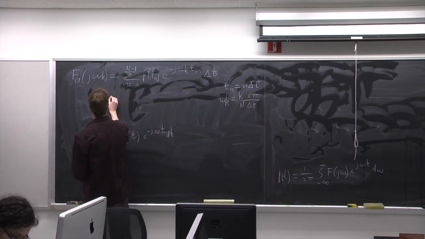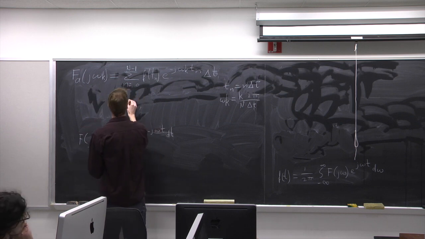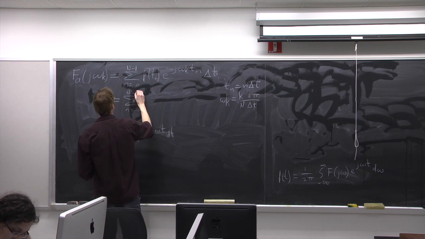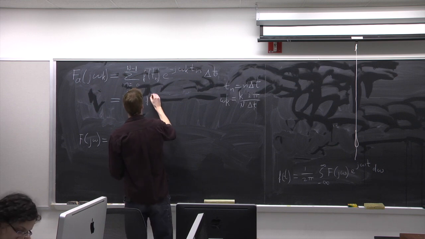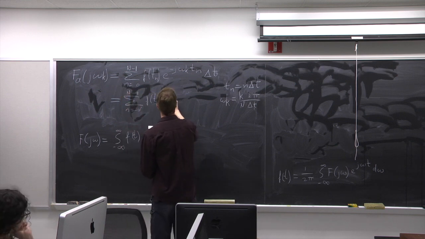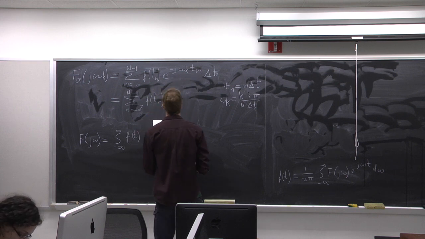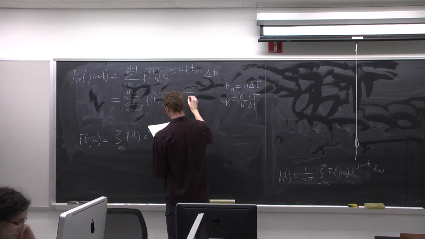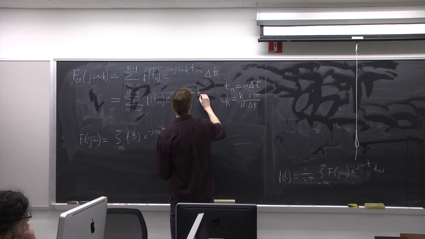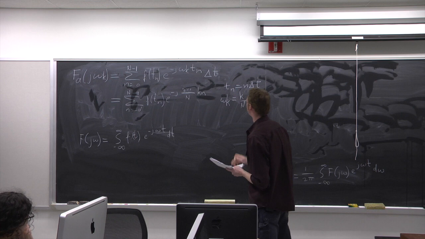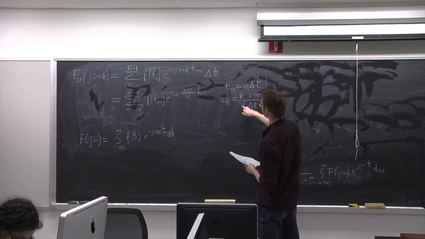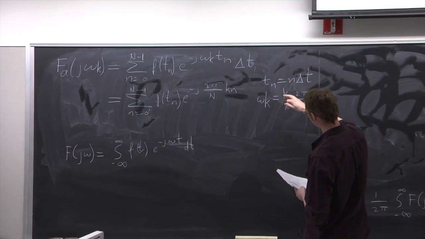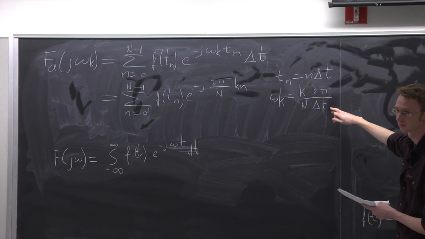Now let's continue here. Same sum still, still f of Tn, minus j. And now here's where we're going to use these expressions. So the 2 pi over n comes from the frequency. The k and the small n come from frequency and time respectively, and the delta t's cancel out in the exponent.